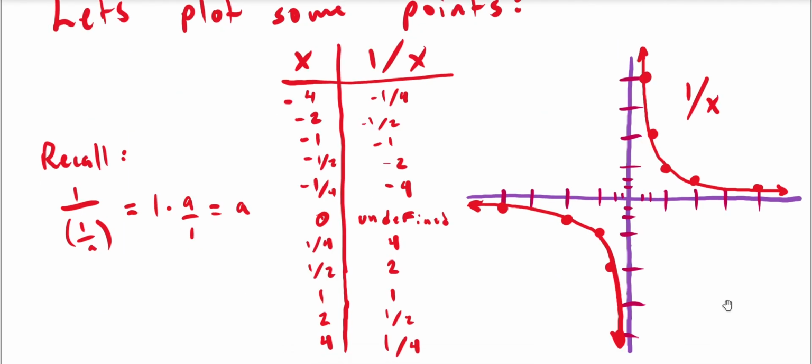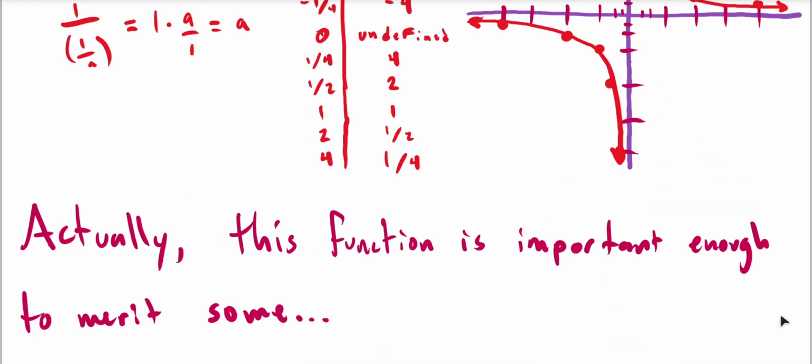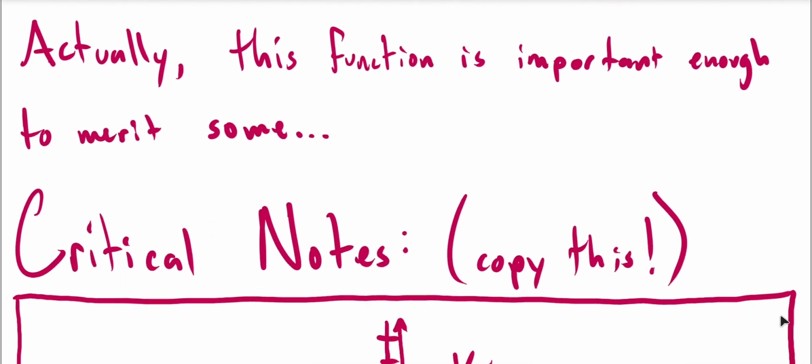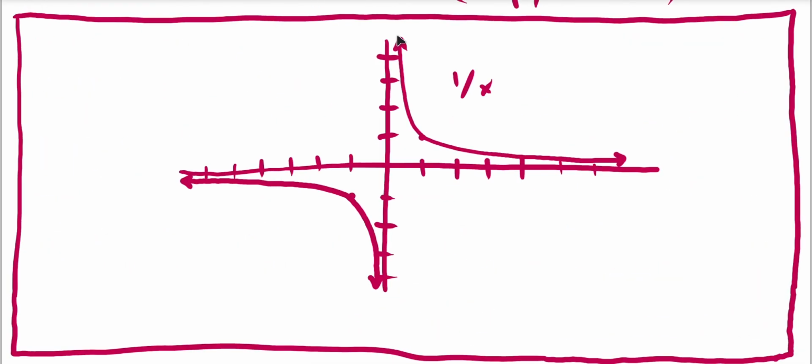Here I've given a selection of points: -4, -2, -1, -1/2, -1/4, 0, which is undefined, and 1/4, 1/2, 1, 2, and 4. And if I plot all those points, we get these two curves, a curve down in quadrant 3 and a curve up here in quadrant 1. This function is pretty important, so let's take it down as critical notes. Copy this picture. This captures some of the fundamental properties of 1 over x.